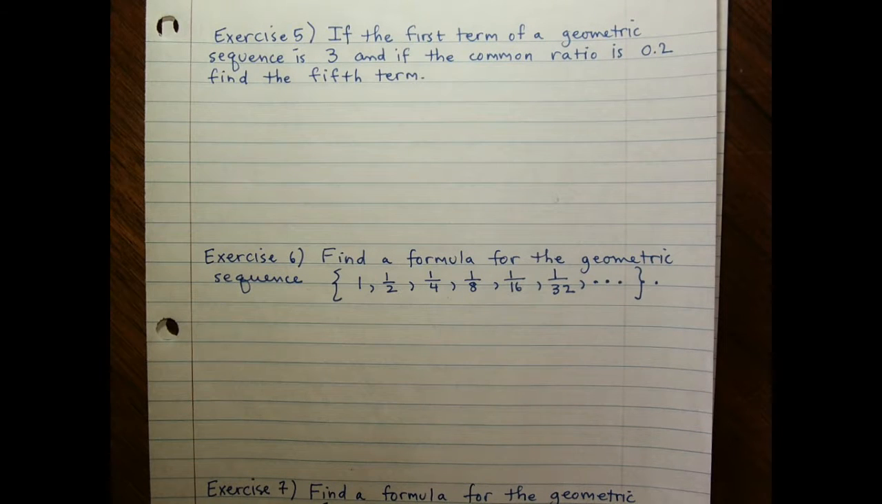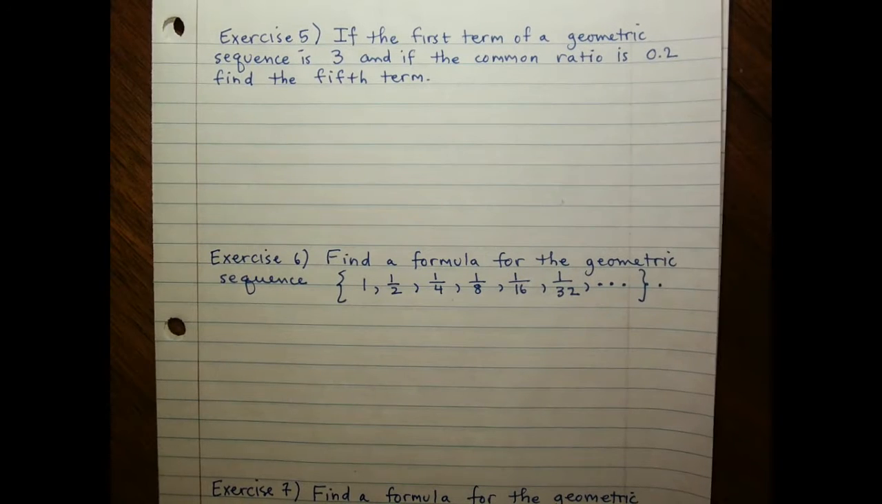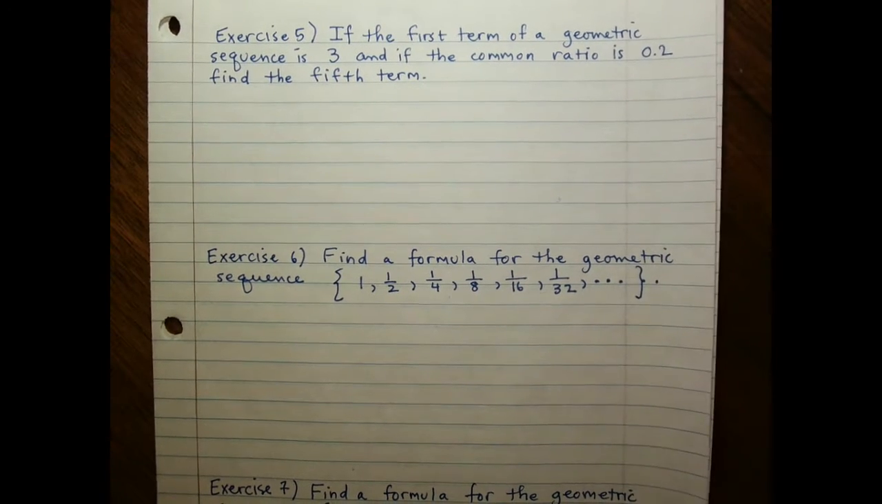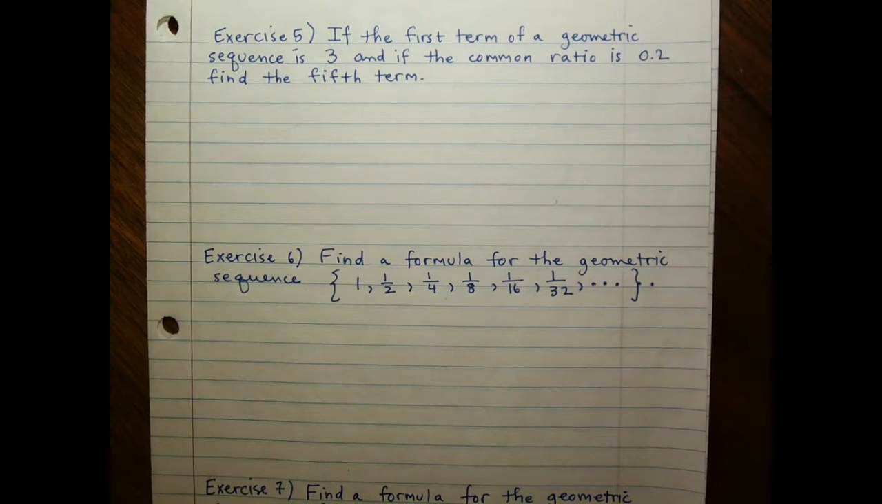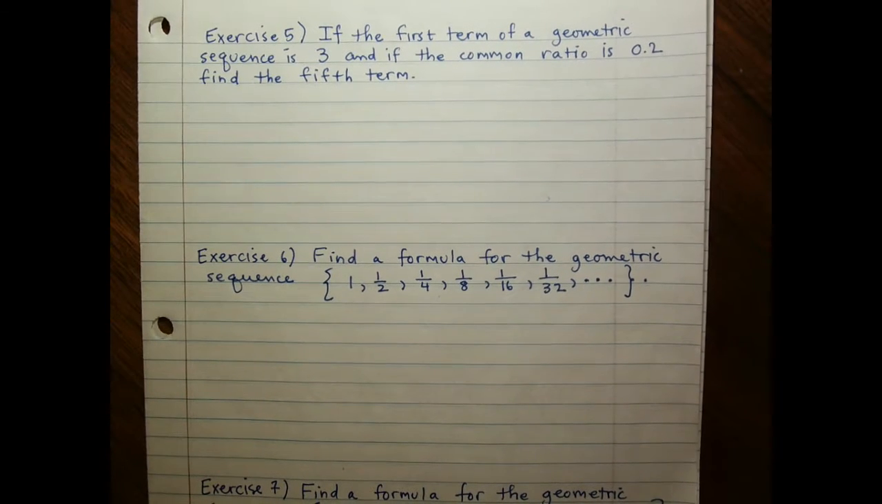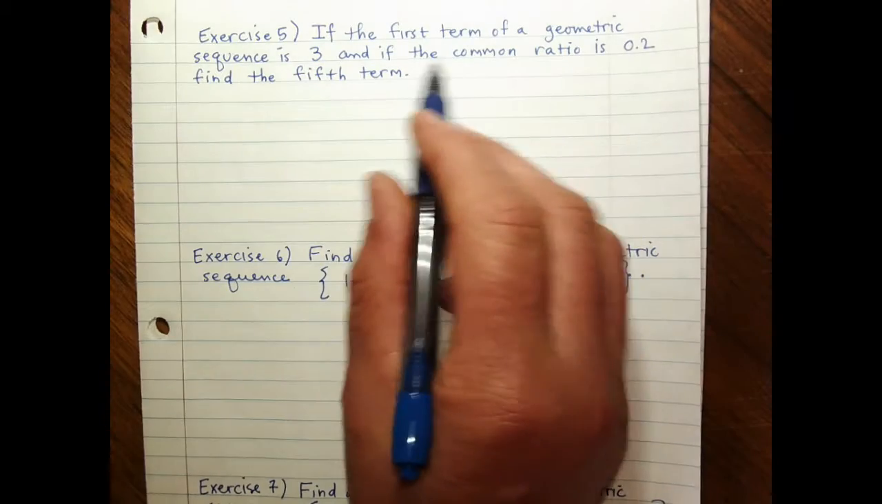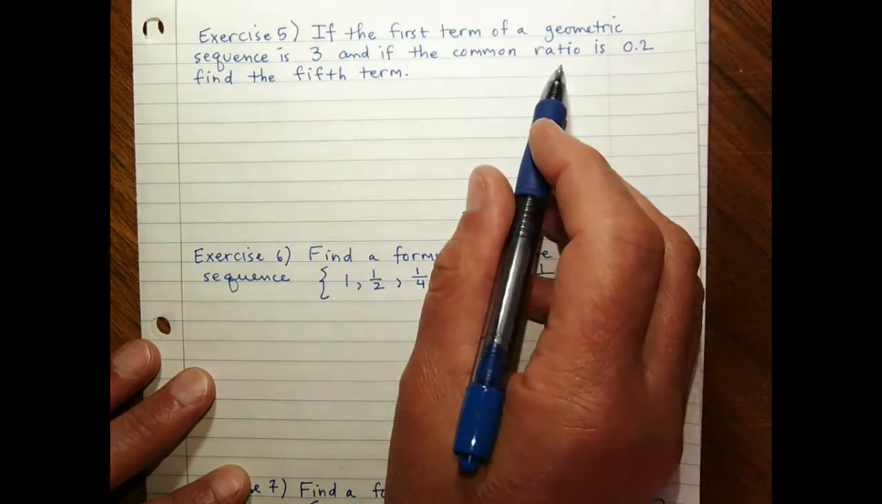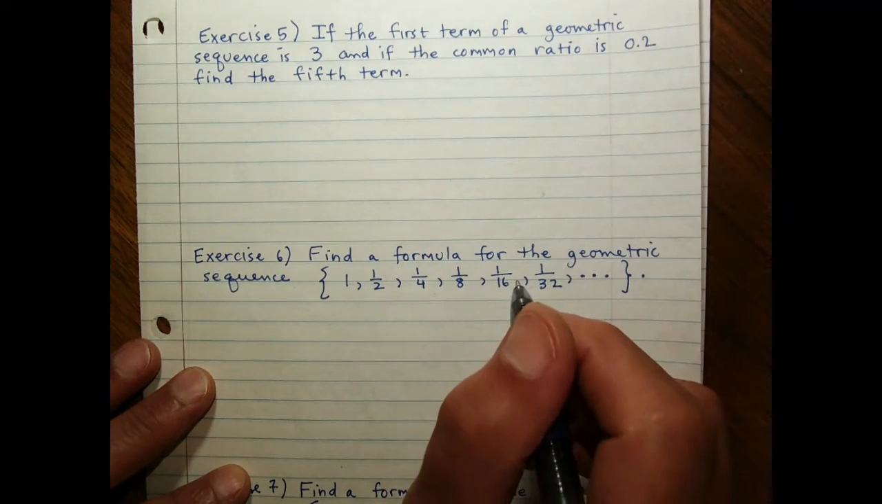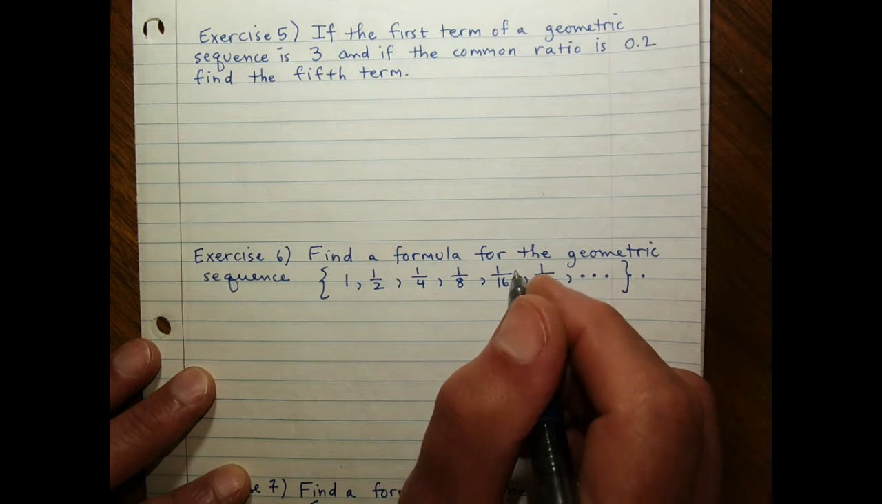We are continuing with the exercises on geometric sequences, and I think after a couple of more intense problems, these should feel a little bit more straightforward. We're on exercise number 5. If the first term of a geometric sequence is 3 and the common ratio is 0.2, find the fifth term.